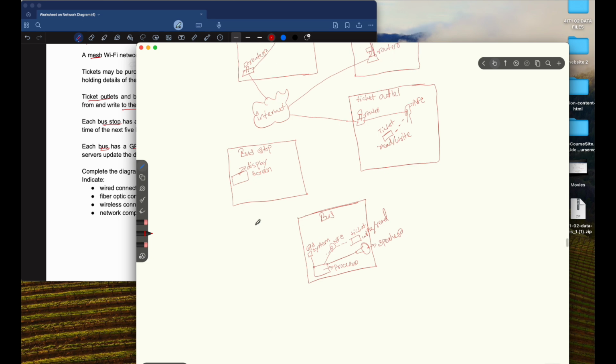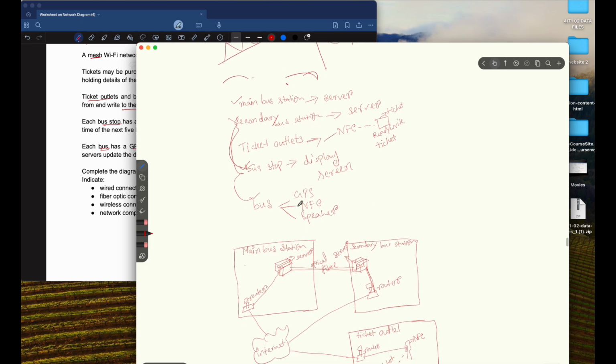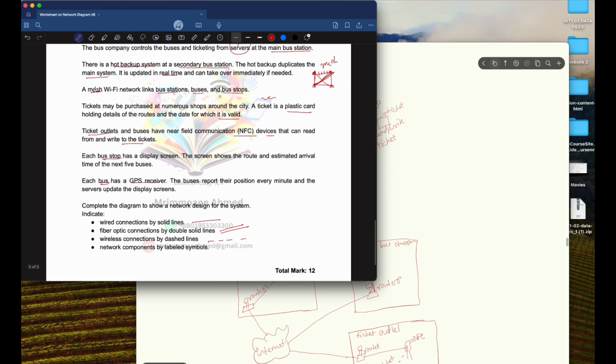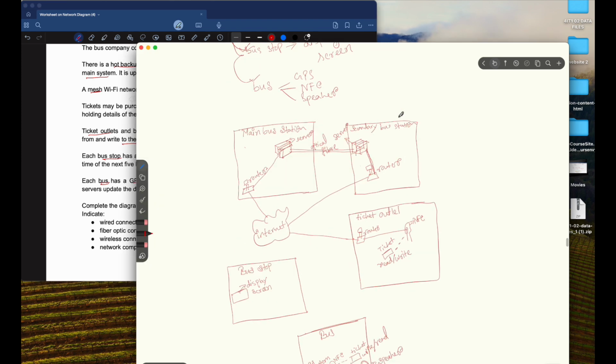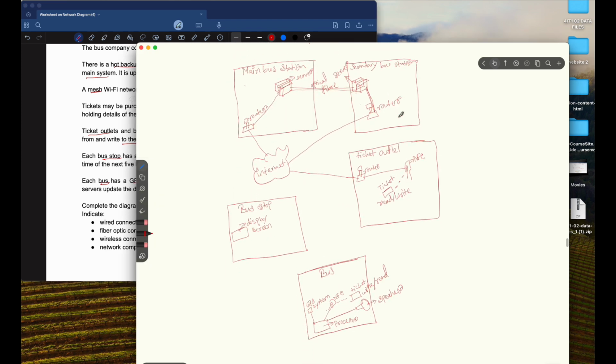Now at the last they mentioned that there is a mesh type of network, right? Mesh Wi-Fi network linking bus station, buses and bus stop. So for that we have to link everything together. Obviously for the display screen to be updated, a router is needed, right? So here we added a router. Here also it needs a router so we can get the internet connection. Inside the bus we have a router to provide the Wi-Fi.